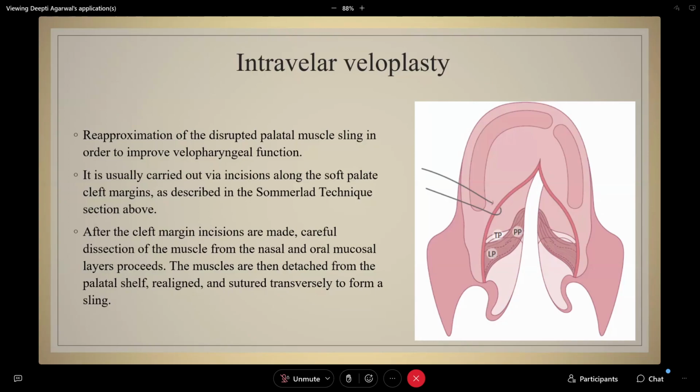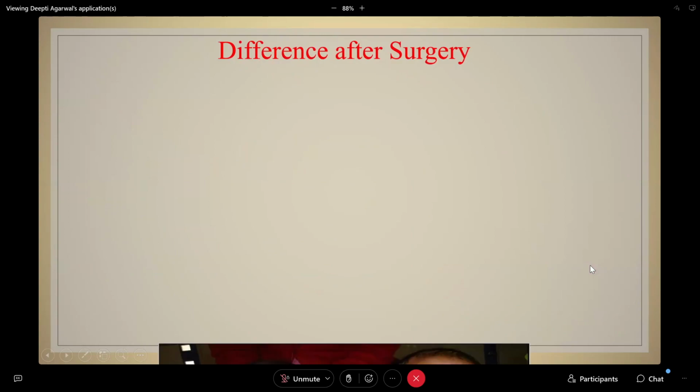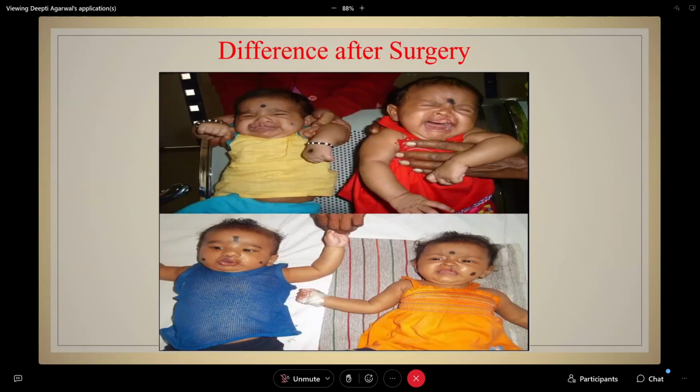It is carried out via incisions along the soft palate cleft margins, as in Somerlad's technique. Then, after the cleft margin incisions are made, careful dissection is made of the muscle from the nasal and oral mucosal layers. The muscles are then detached from the palatal shelf, realigned and sutured transversely to form a sling. Here you can see the difference after surgery. Obvious difference.